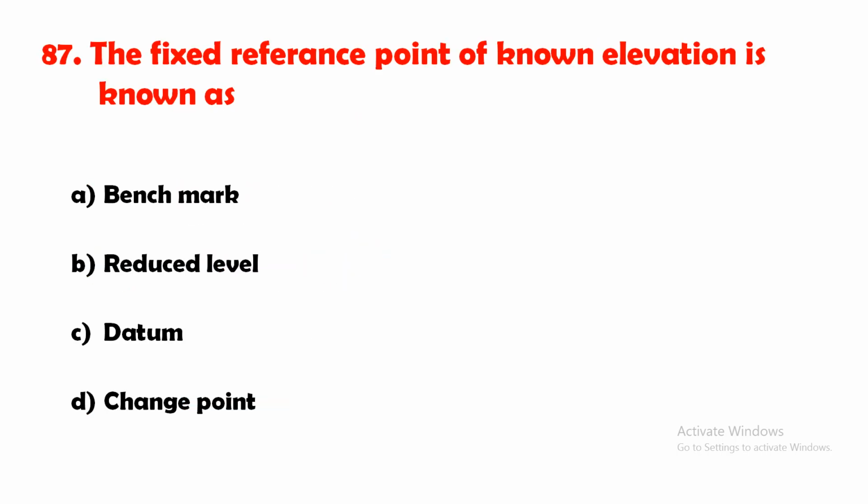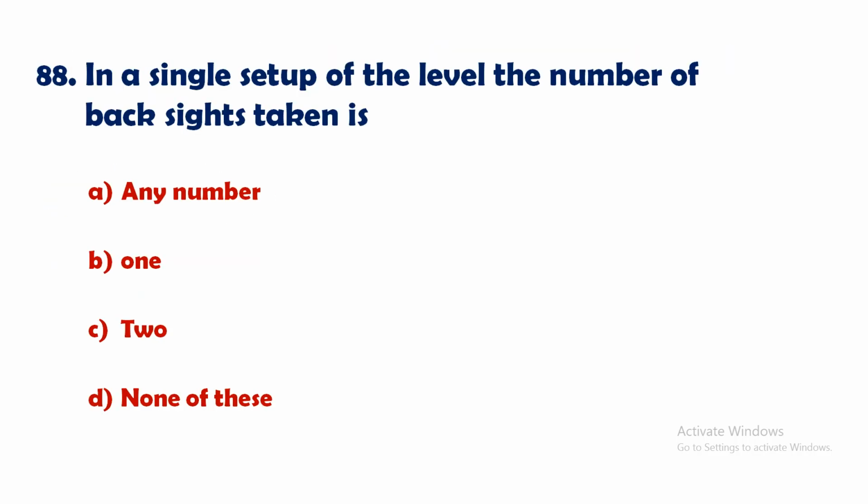The fixed reference point of known elevation is known as a benchmark, reduced level, datum, change point. The answer is the fixed reference point of known elevation is known as a benchmark. In a single setup of level, the number of backsights taken is any number, 1, 2, none of these. The answer is, in a single setup of the level, the number of backsights taken is only 1.